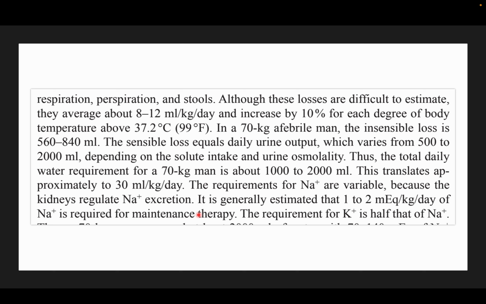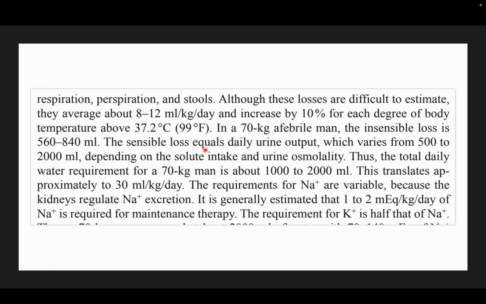So what is the amount of fluid we have to give a patient? Let's say a patient is nil per oral, what is the maintenance fluid for that patient? There are various formulas, but this is a simple formula you can remember. Let's say a patient is 70 kg. You should always account for insensible losses, like sweat, respiratory secretions, and heat-related water loss. These are around 8 to 12 ml per kg per day, but it increases by about 10% for every 1 degree rise in temperature. So 8 to 12 ml per kg is the baseline. It comes to around 560 to 840 ml for a 70 kg person.